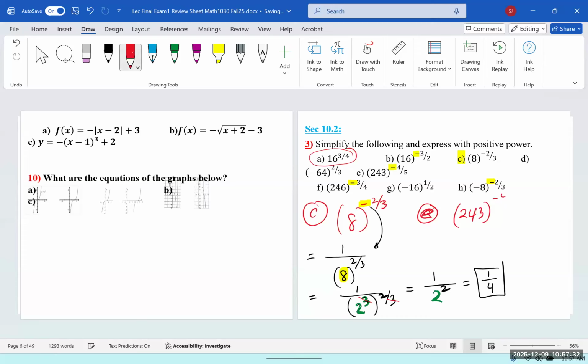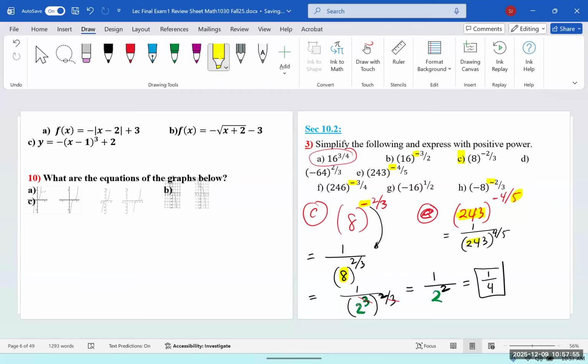243 to the power negative 4/5. Now you see the power 5th on the denominator. That means this 243 will be something to the 5th power. So step 1, turn into fraction. 1 over 243 to the positive 4/5.